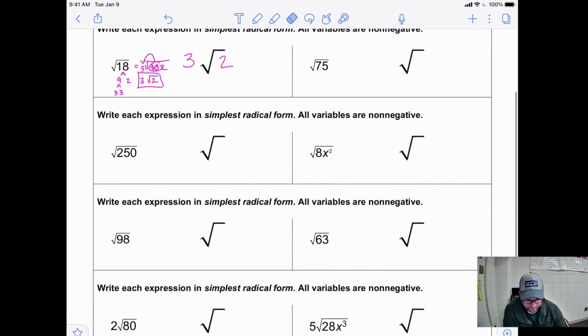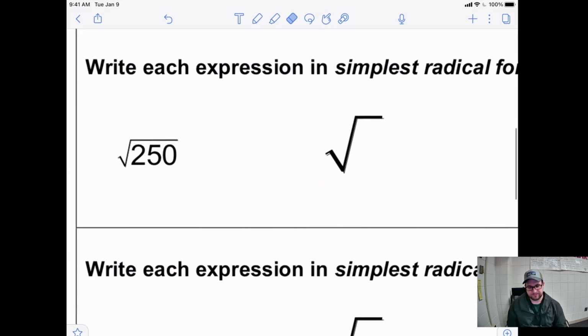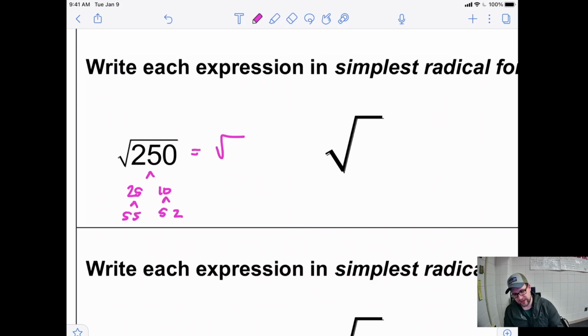All right, square root of 250. Here we go. Ready? Let's break this thing down. You got square root of 250, so this is going to turn into 25 and 10, which is going to be 5 and 5 and 2 and 5. So I can rewrite the square root of 250 as 2, 5, 5, 5.